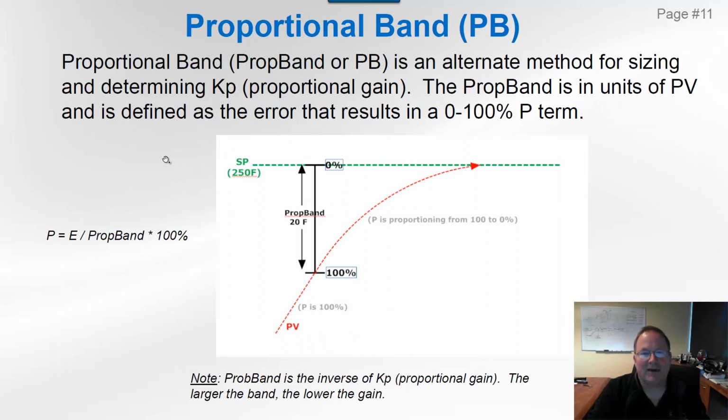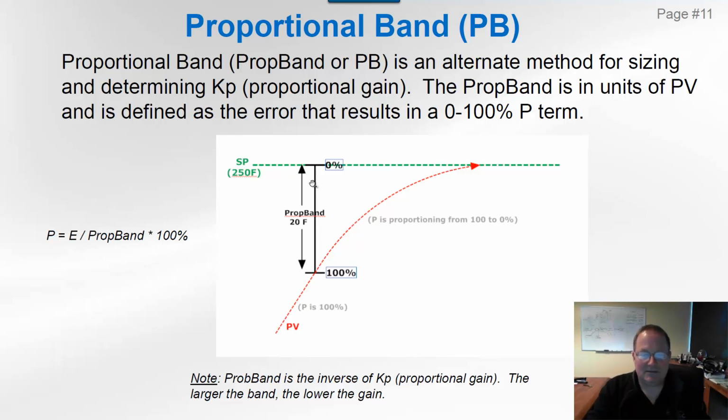Let's talk about proportional band. So the proportional band, or we call it PB, is an alternate method for sizing and determining KP, or the proportional gain. And on the classic PID, you have error times KP, which is the proportional gain, equals that P term. Now, the proportional band: in CPC, we use a proportional band rather than use a KP term, okay? And the proportional band is in units of the process value.